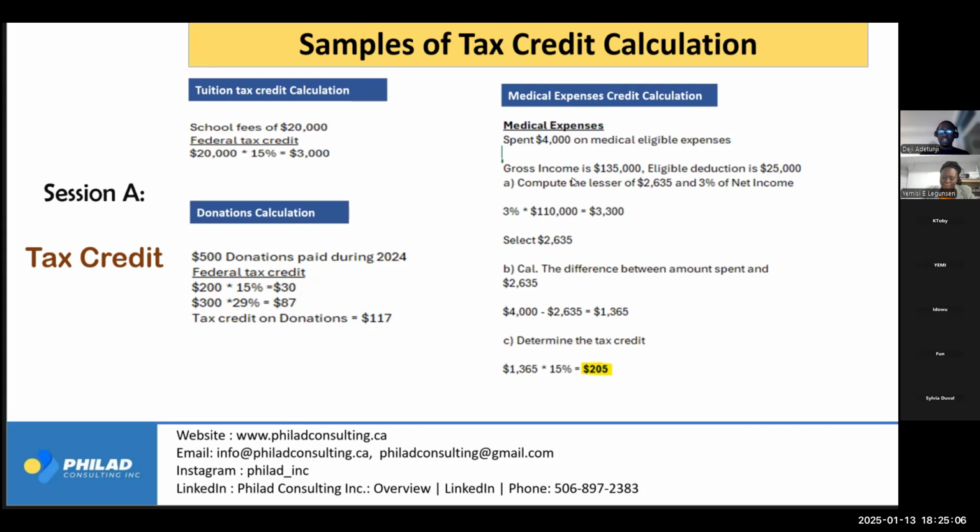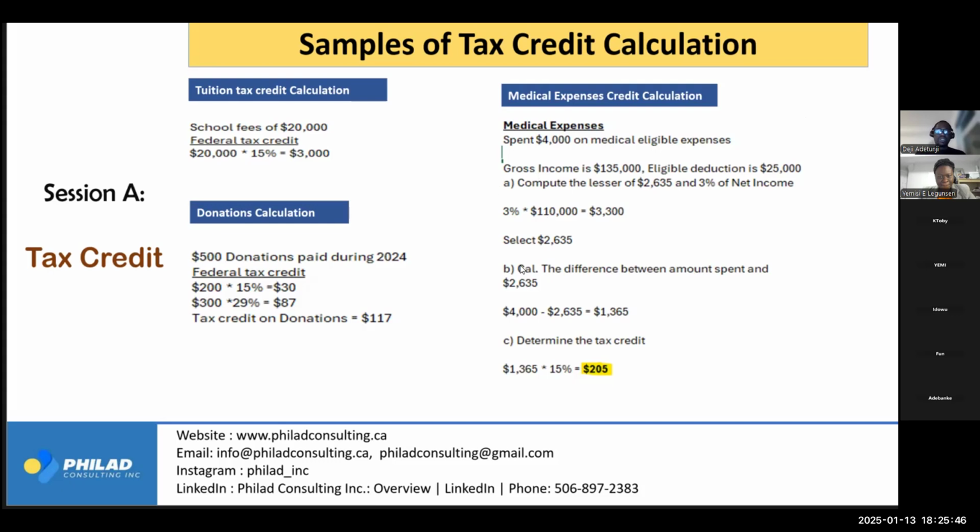Medical expenses, which is very important because we spend a lot on medicals for the year. For example, you spend $4,000 on eligible medical expenses. Let's assume your gross income is $135,000 and you are eligible for a tax deduction of $25,000. That gives you a net income of $110,000. First, let's compute the lesser of 2,635 and 3% of your net income. 3% of your net income of $110,000 is $3,300. Which one is lesser? 2,635 is lesser. That's what I'm going to pick.